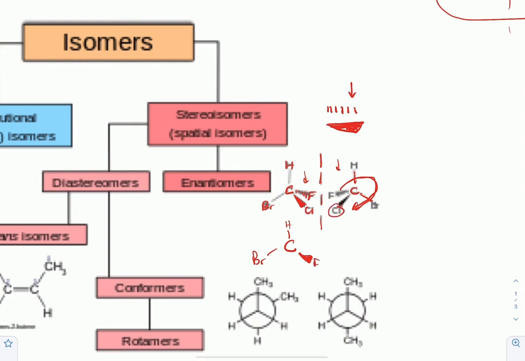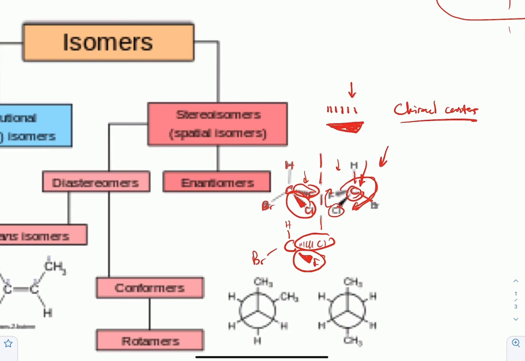Chlorine, which was coming out of the page, is now going into the page once you rotate it that way, okay? So now I'm going to draw this here. And notice that these end up on different ends, right? Which means it's a mirror image of itself, but it's a non-superimposable mirror image. So this is what we call an enantiomer, and it's an enantiomer because of what we refer to as this chiral center.